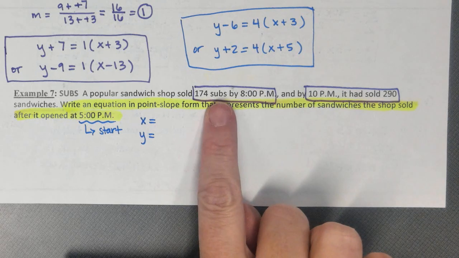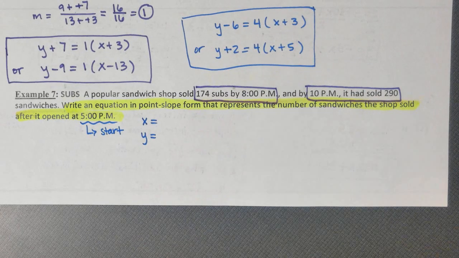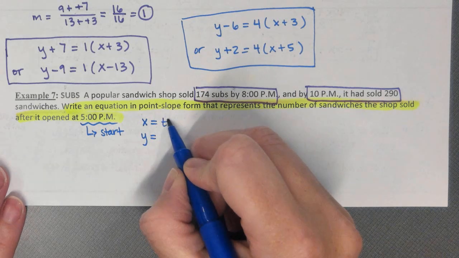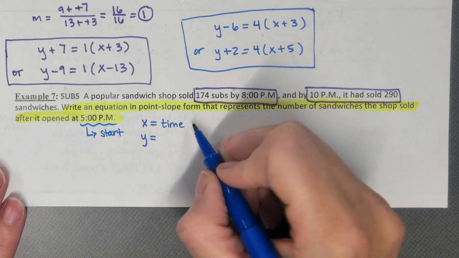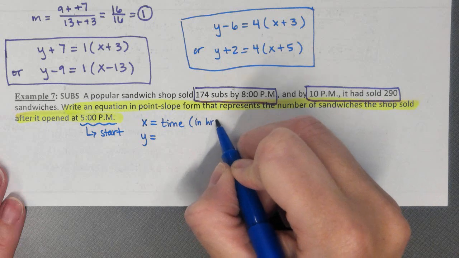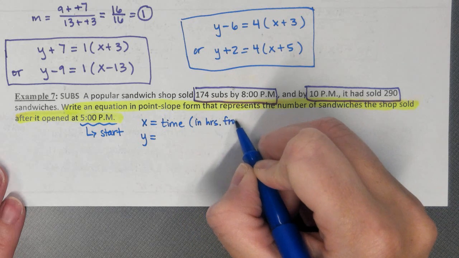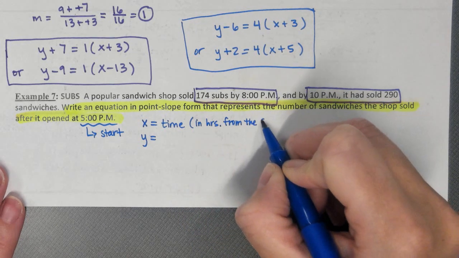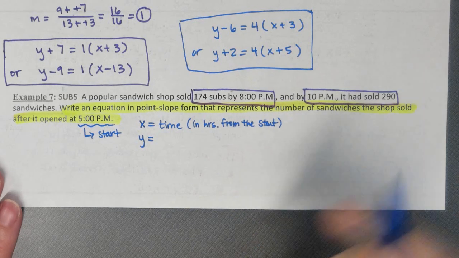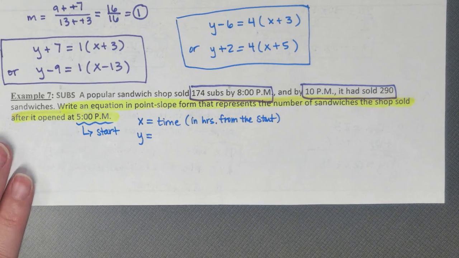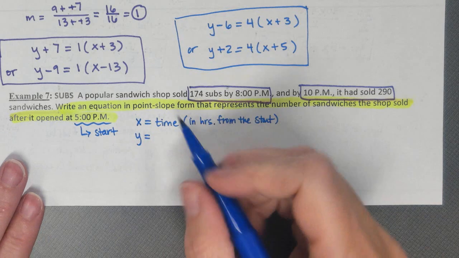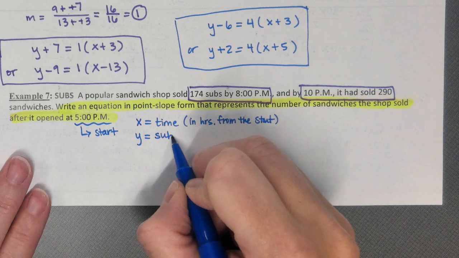Well, we have 2 units here, right? We have the subs and we have the time. Okay, so the x is going to be the time, and this is going to be measured in hours from the starting time. So we'll measure it from the 5 p.m. Okay, and then the y is going to be the number of subs. We'll just put subs.